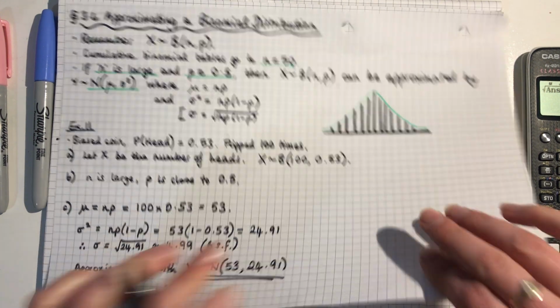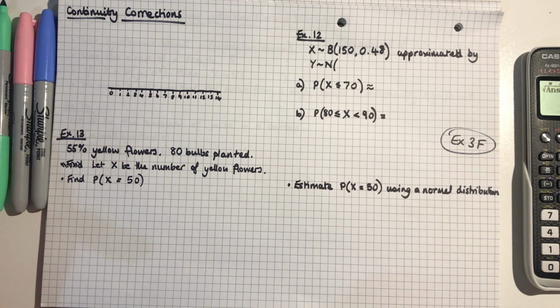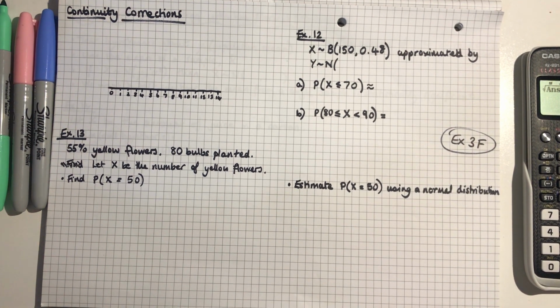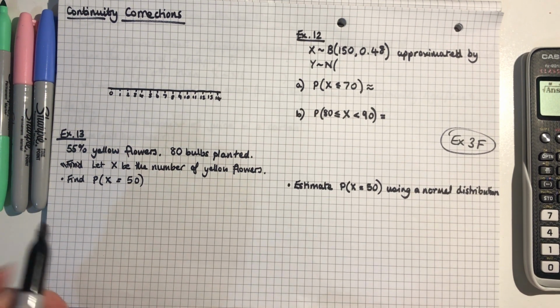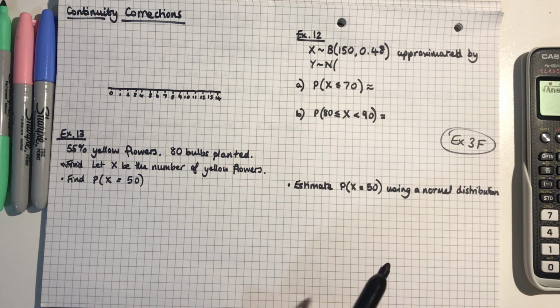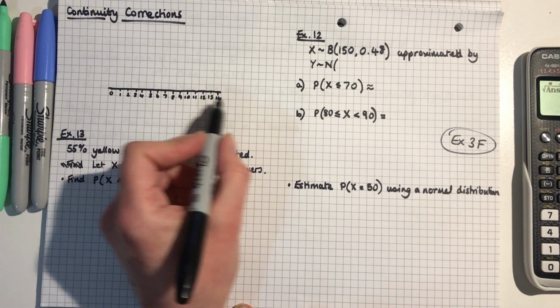Now, you can use these approximations to work out probabilities, but before you do that, I need to talk to you about the concept of a continuity correction, because we have one little blip that gets in the way when we are trying to work out answers to a discrete distribution using a continuous distribution. Discrete distributions take particular individual values, whereas continuous ones can take any value along this line.